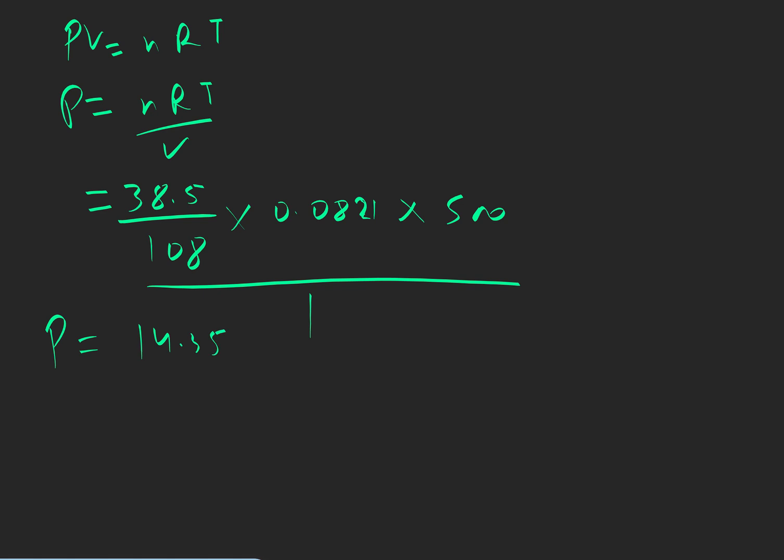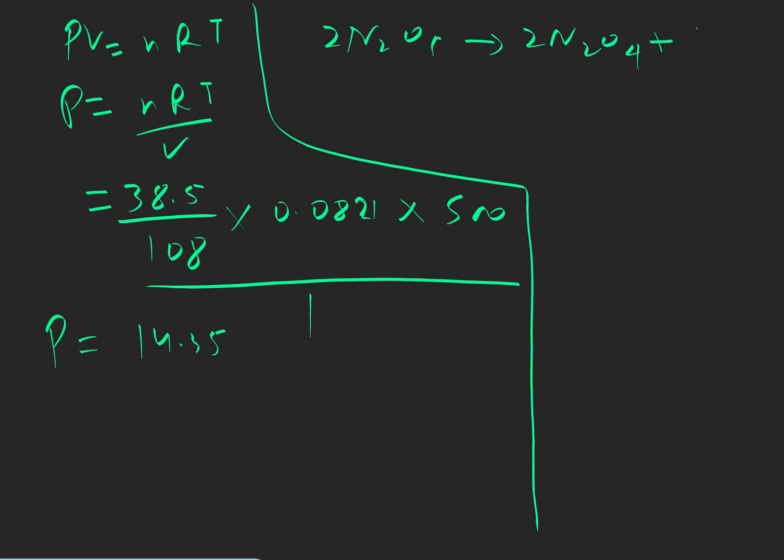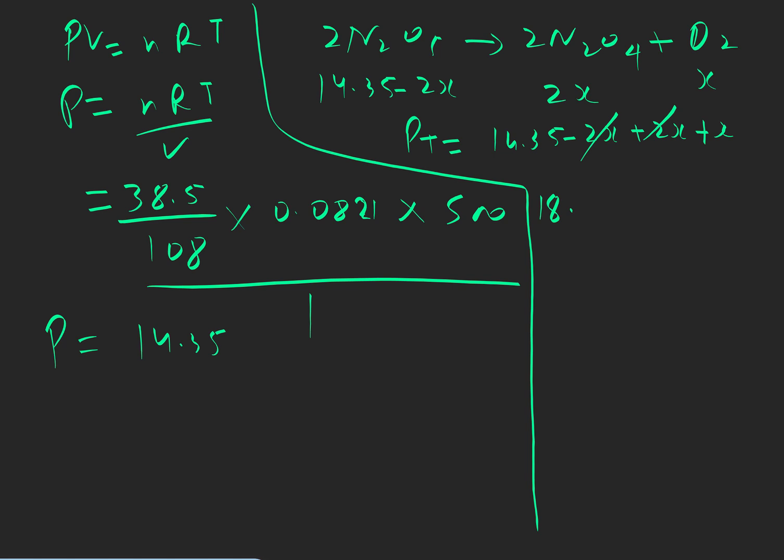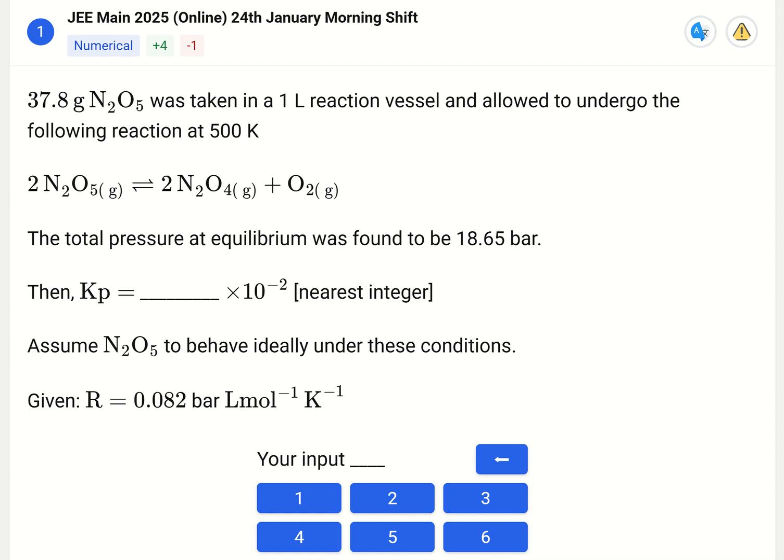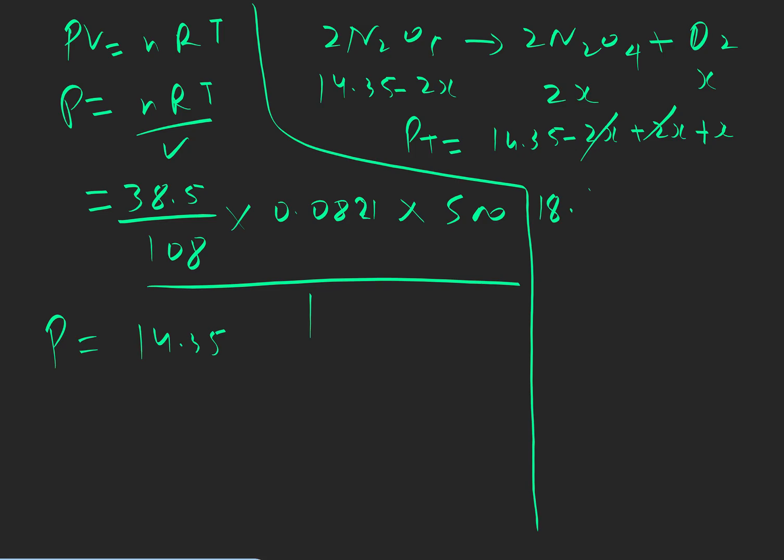Now if I make this equation, I have got P is 14.35. N2O5 gives 2N2O4 plus O2. It will be 14.35 minus 2x, it is 2x, it is x. So PT is equal to 14.35 minus 2x plus 2x plus x, cancelling. So that means 18 point something, 18.65. 18.65 is equal to 14.35 plus x, or x is equal to 4.30.